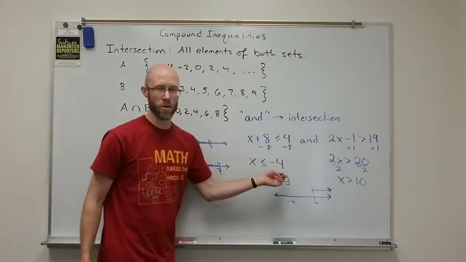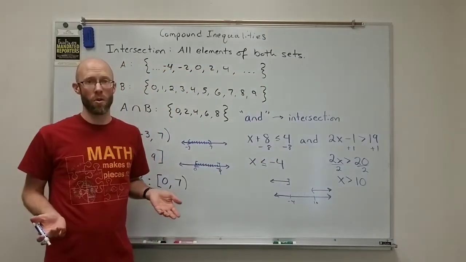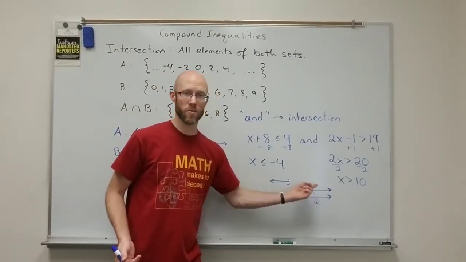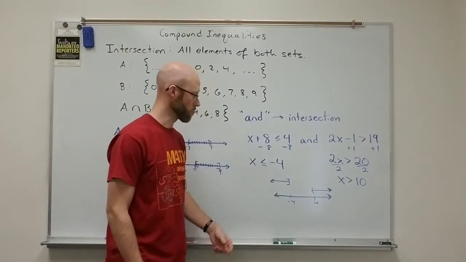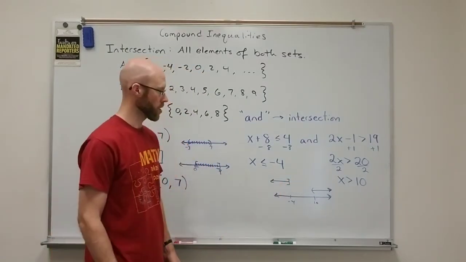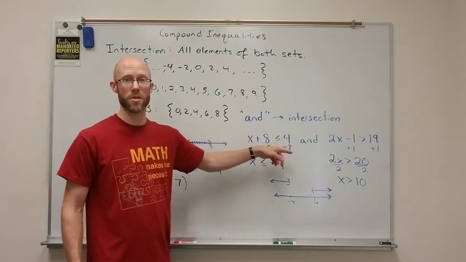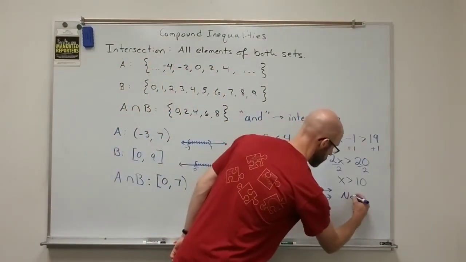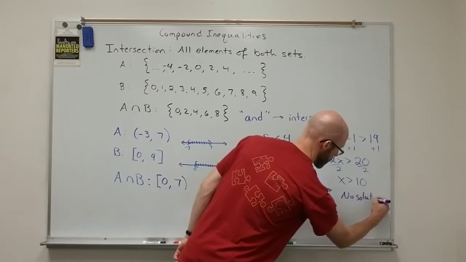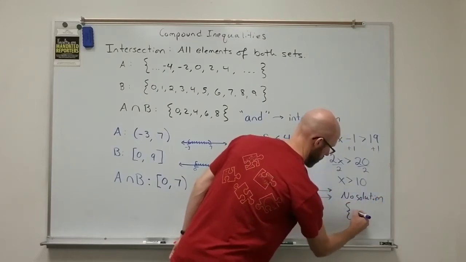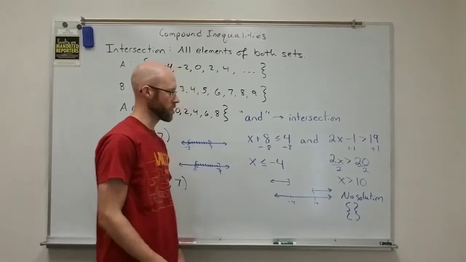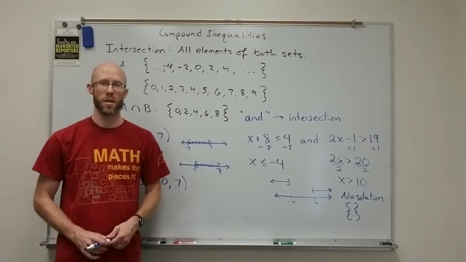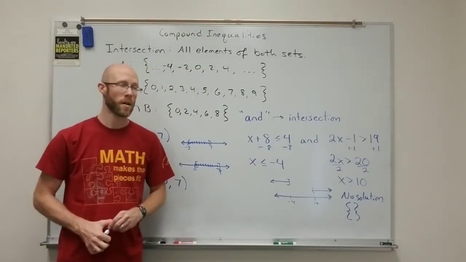So now the question is, where's the overlap? Well, in this one, there is no overlap. There's no points that satisfy both of those inequalities, or both of those intervals. And so here, the intersection is the empty set. There is no solution. Okay, so I would write no solution and put in as the intersection simply the empty set. There is nothing there.